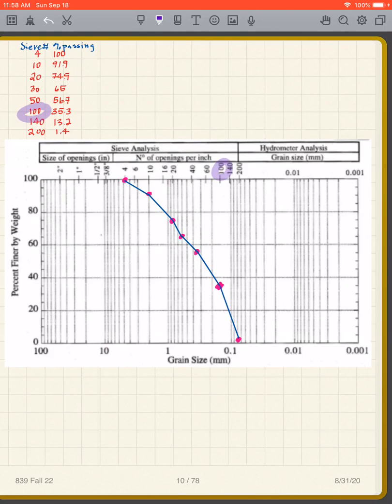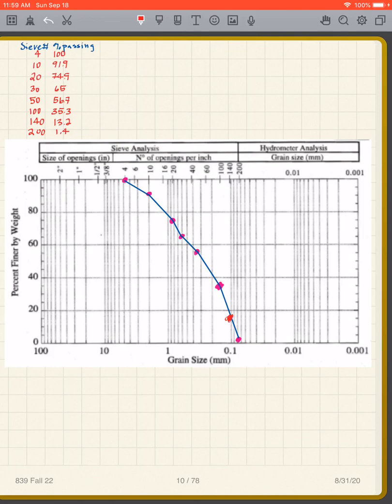100 is on the plot, and 35.3, like that. 140, it's also on the plot. Oops, that one's not there for some reason. Okay, let's put it in there right now. So that would be 140, 13.2 is approximately, well, pretty close to about there.